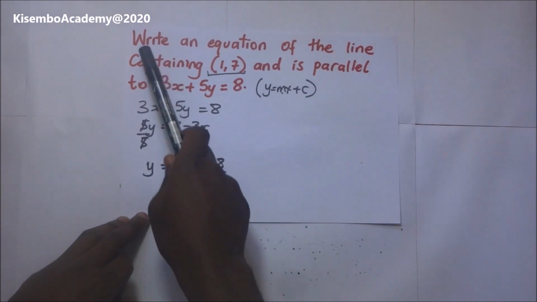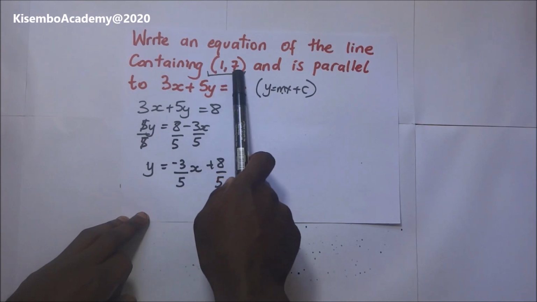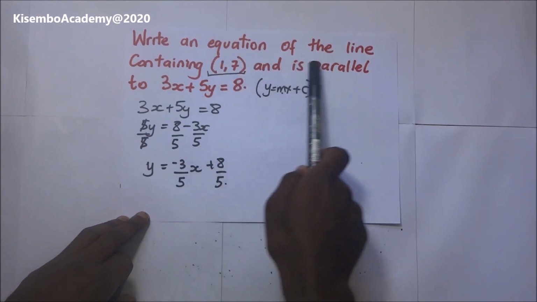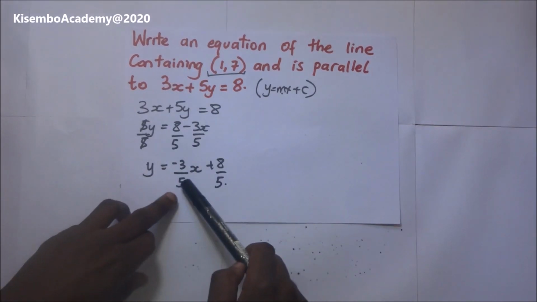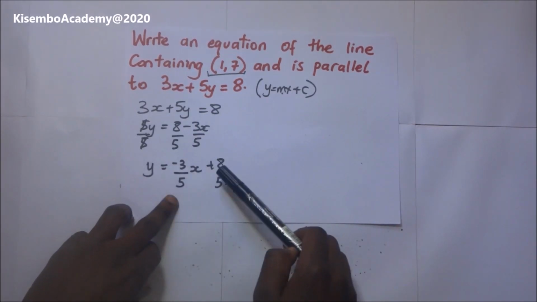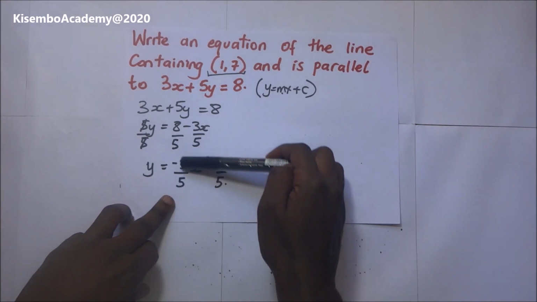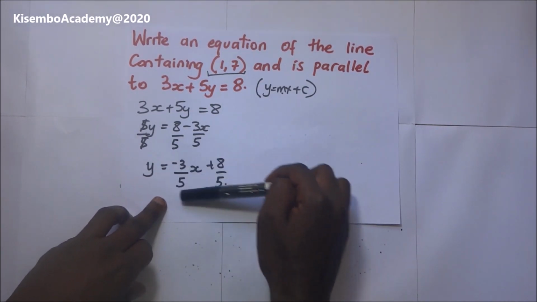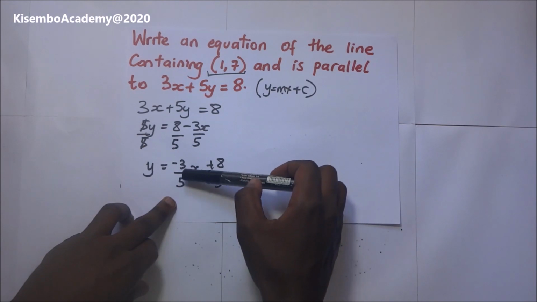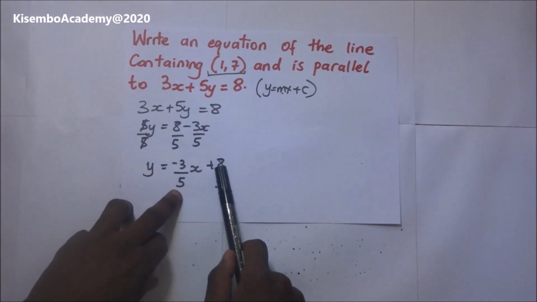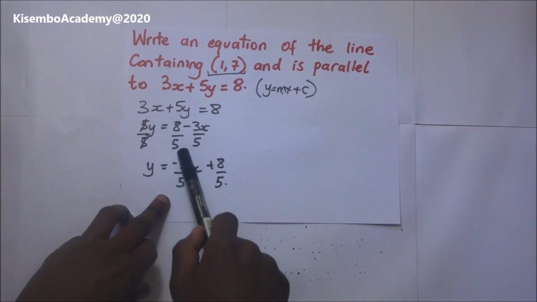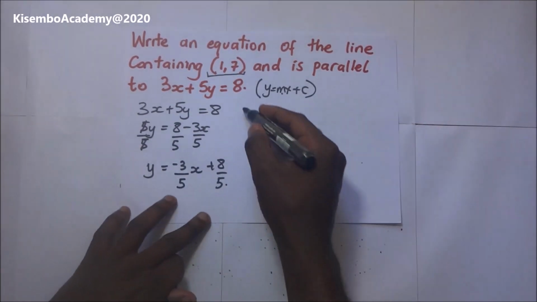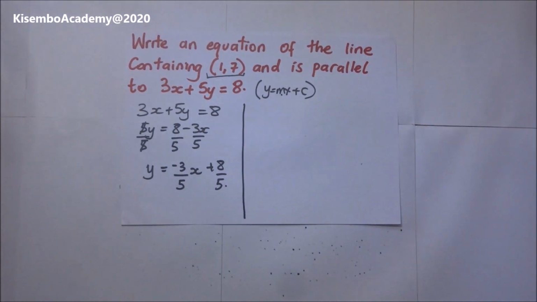Now the question is telling us to write an equation of a line that is containing (1,7). So it's going through (1,7) and is parallel to this line. If the gradient of that line is -3 over 5 and this line is parallel to the line we're looking for, it means that the line we're looking for also has the gradient -3 over 5.